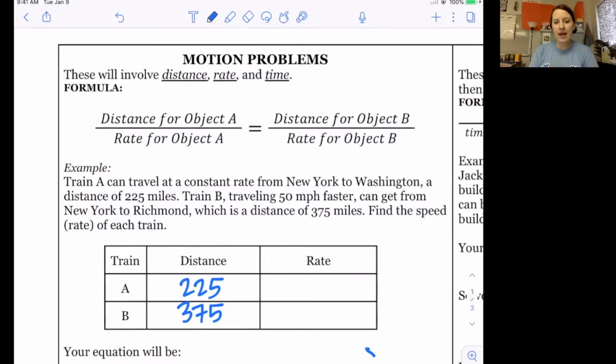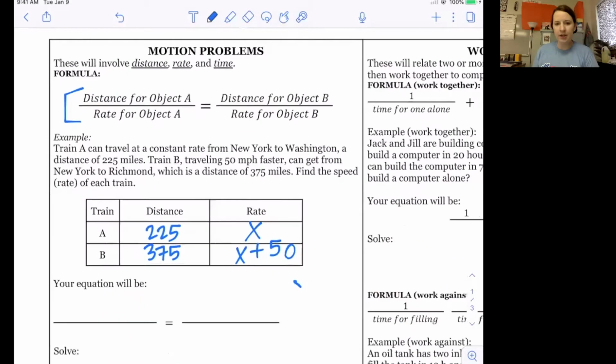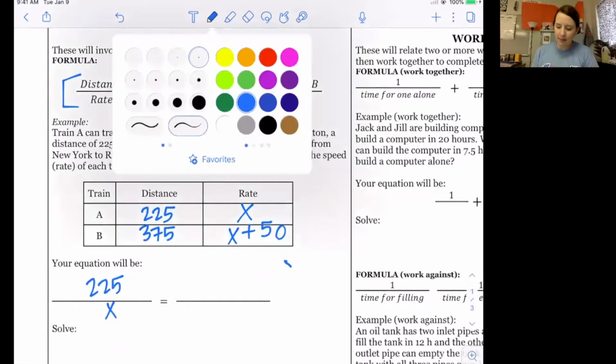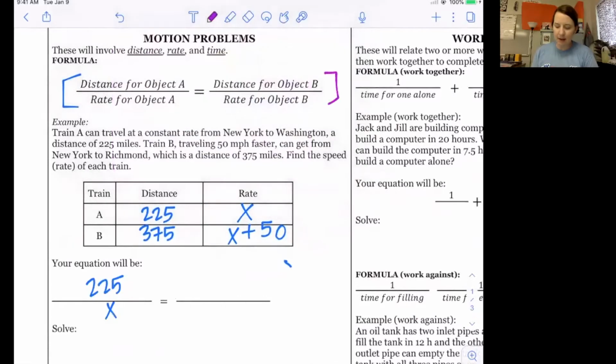So we know that train A has a rate and train B is 50 miles per hour faster. So I'm going to say that train A's rate is x and train B's rate is x plus 50. So whatever train A's was, plus 50 miles per hour. So you can see the left side of our proportion is going to be distance over rate, so 225 over x. And then the right side of our proportion is going to be distance and rate for object B. So distance was 375, rate was x plus 50.